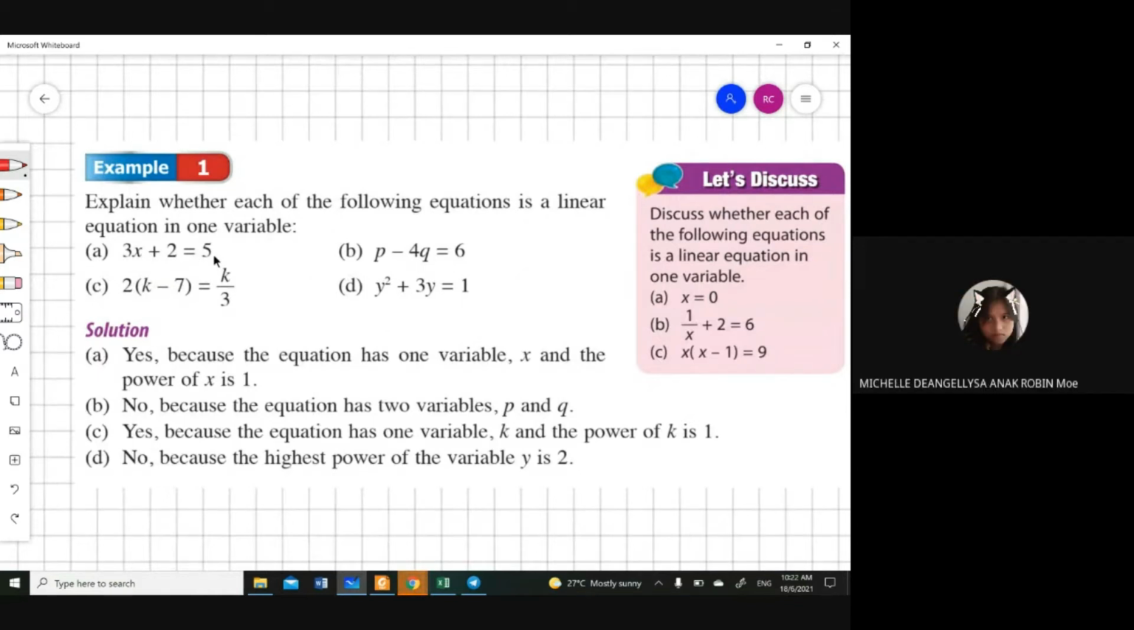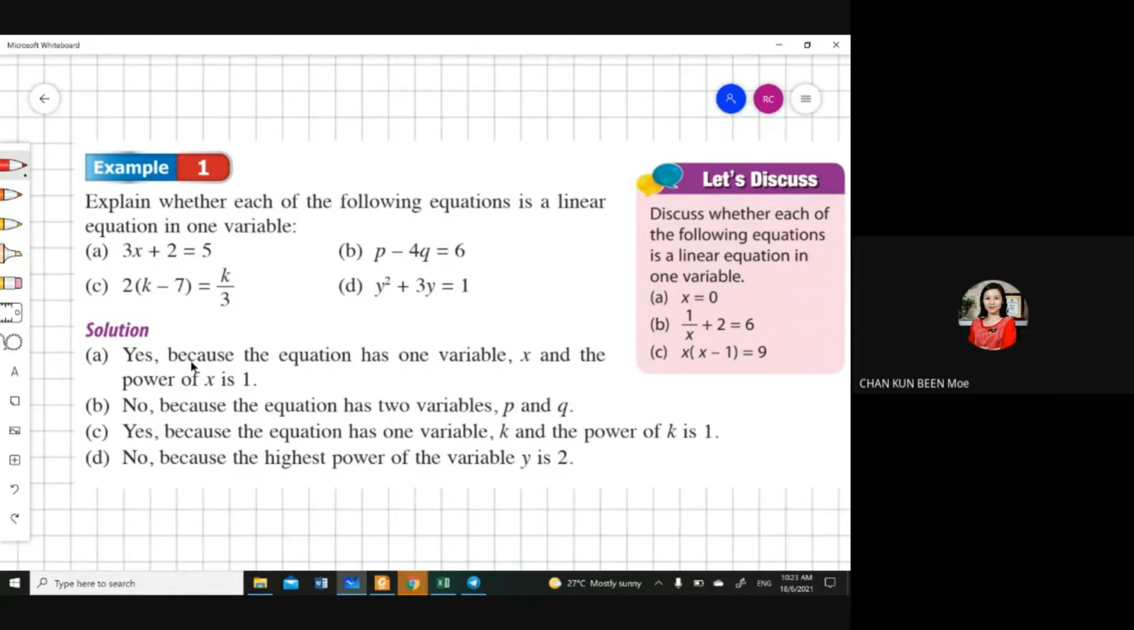1. Which one is the variable? 3x. X is the variable, not 3x, x only. How much is the power for the x? 1. If they didn't write it down, it means it is 1. And then there is an equal sign, the equality over here. So this is a linear equation in one variable.